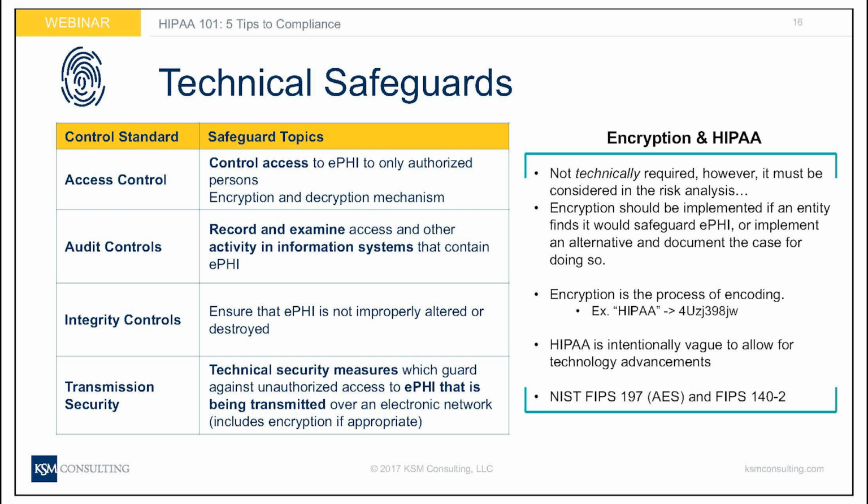Technical safeguards is a big one, and this is often where the rubber meets the road, if you will. So in access control, on the administrative side, we had talked about that's the governance for access control. Now in technical safeguards, we're actually looking at how we technically control access to ePHI and limit it to only those authorized persons. Encryption and decryption mechanisms are also part of this control standard. Audit controls is another big one where we look at recording and examining access and other activity in information systems for those pieces of infrastructure and hardware that contain ePHI.